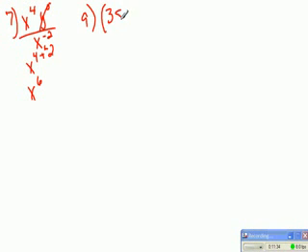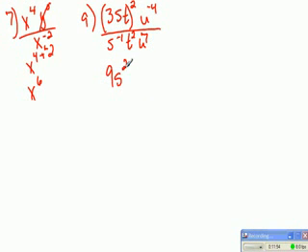Number 9, we have (3st squared) times u to the negative 4th over s to the negative first, t squared, and u to the 7th. All right, first thing I would do is get this 2 through my parentheses. 3 squared is 9, s squared, t squared, u to the negative 4th, all over s to the negative first, t squared, and u to the 7th.